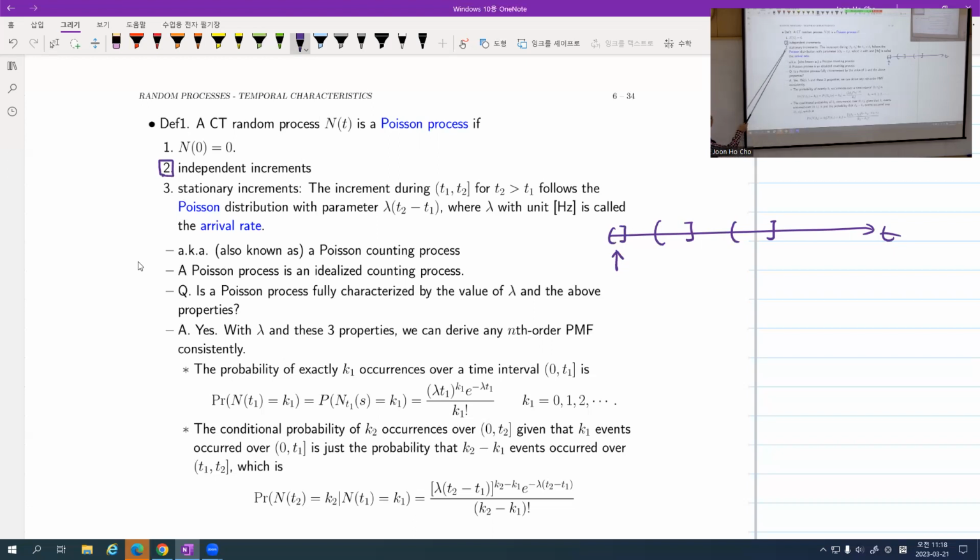So we now know the meaning of these independent increments. And the third one is that the increments are stationary. So the second and third conditions say that it's a Levy process.